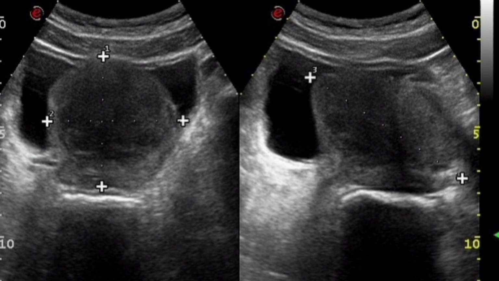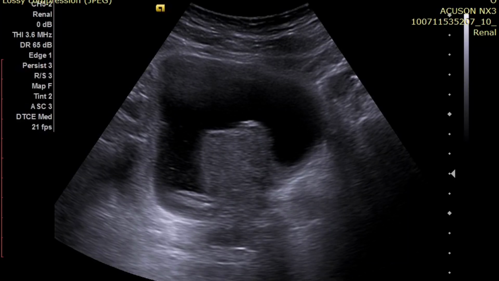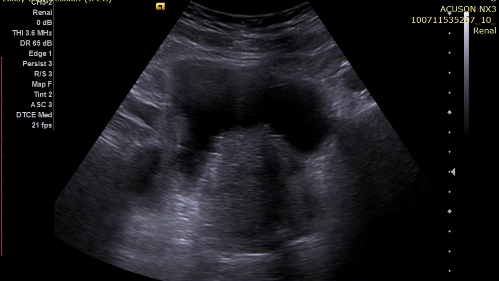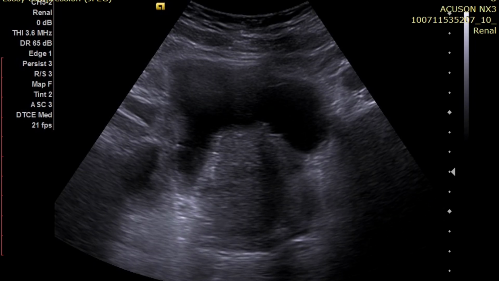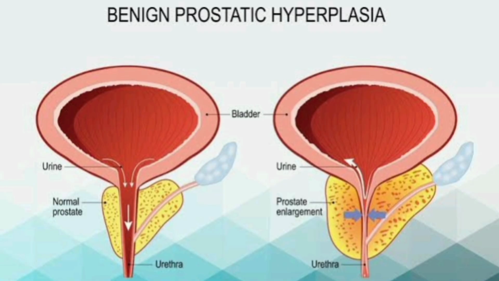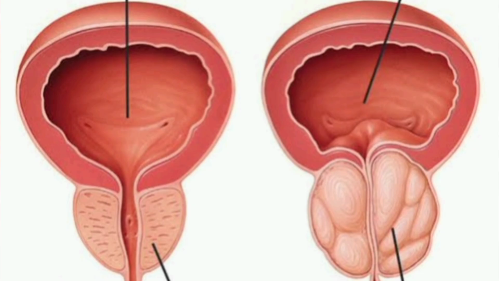In the video, you can also see there is a markedly enlarged prostate, and this is also projecting into the base of the bladder and leading to the narrowing of the prostatic urethra. In this diagram, you can see there is a normal prostate and the urethra is widely open. But if the prostate enlarges, this causes the obstruction of the urethra, especially if the median lobe enlarged. This will lead to the narrowing of the urethra, and it will cause urinary tract obstruction.